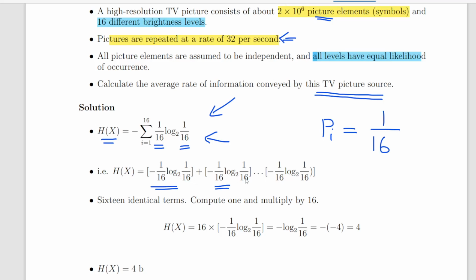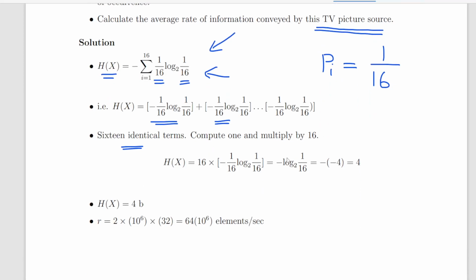We have 16 identical elements, so compute one and multiply it by 16. This is the entropy for one of them: minus 1 over 16 times log to the base 2 of 1 over 16. Because there are 16 of them, just multiply that by 16. You can tell straight away that cancels out, so we're left with minus log to the base 2 of 1 over 16. That is minus times minus 4, which is 4. So the entropy is 4 bits.